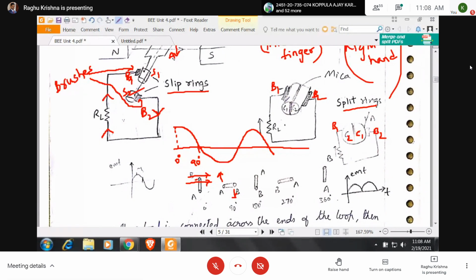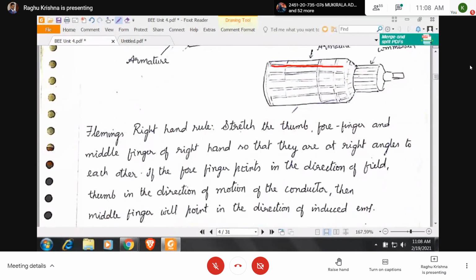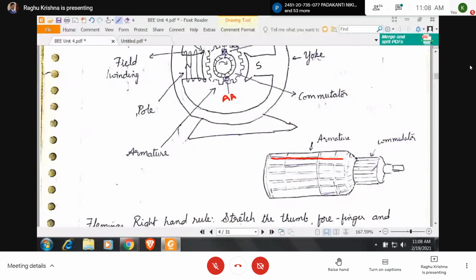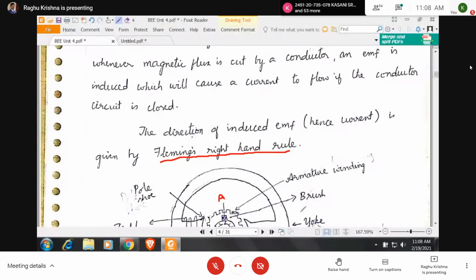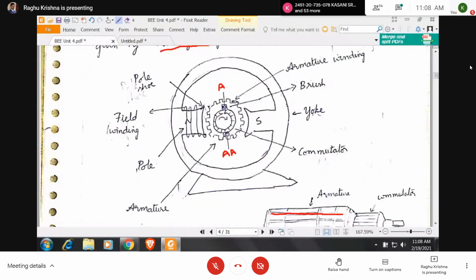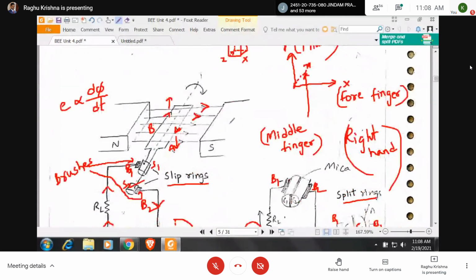And if you use more segments, it is called a commutator. If you use only two segments, it is called a split ring. If you use more segments, it is called a commutator. And you can see the commutator segments. See here, these are the commutator segments. So this is about a DC generator. You have to practice this Fleming's right hand rule, and also see the direction of the field, the direction of the motion of the conductor, and also the direction of the current.